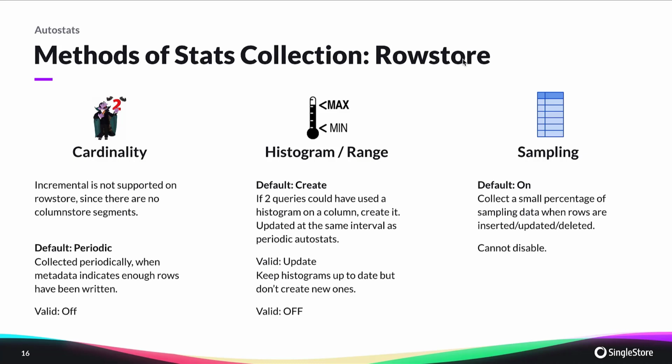For row store tables, it's a little different. We don't have column store segments for row store tables, so we can't have incremental stats. So periodic is the default. We still create histograms by default. And for row store tables, you actually can't disable sampling stats. We created them sooner with a different methodology, and so they're just inherent to the table itself, so they can't be disabled.